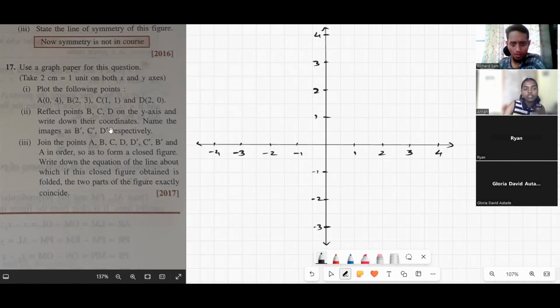Another third question. Join the points to form a closed figure. Write down the equation of the line about which, if this closed figure obtained is folded, the two parts of the figure exactly coincide. Okay. Third one, equation of a line you will learn later on. I don't think you'll be able to do the third part now, the equation of a line part. But just join the points and show me what shape you're getting.